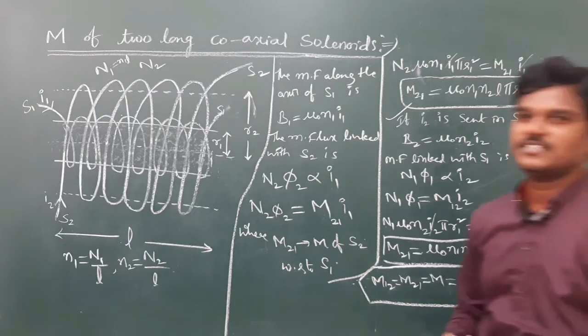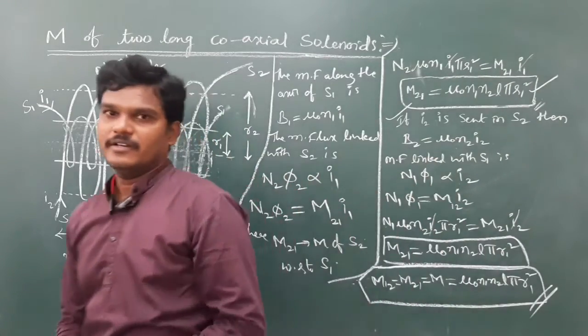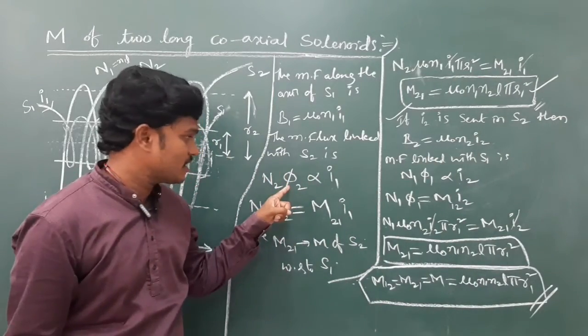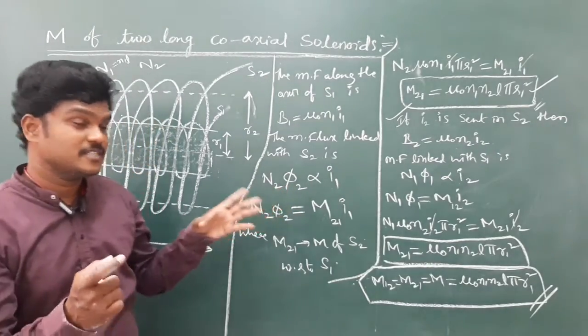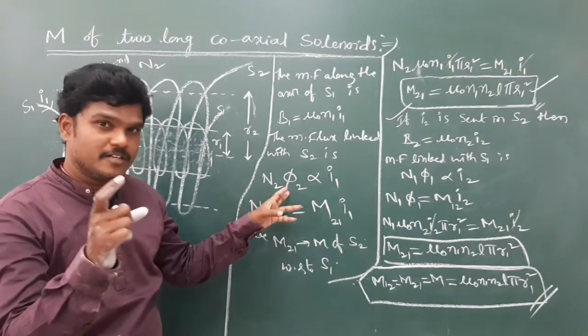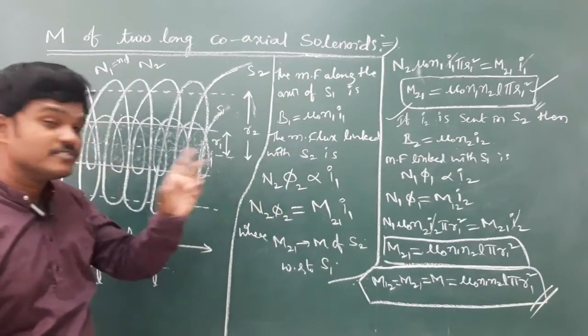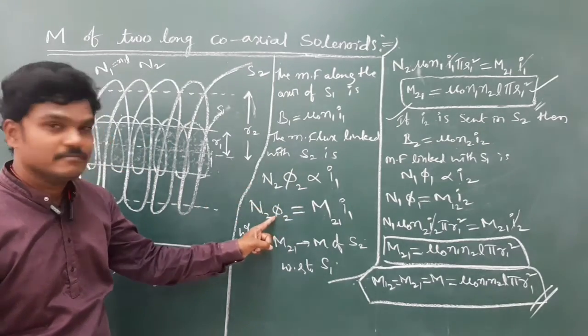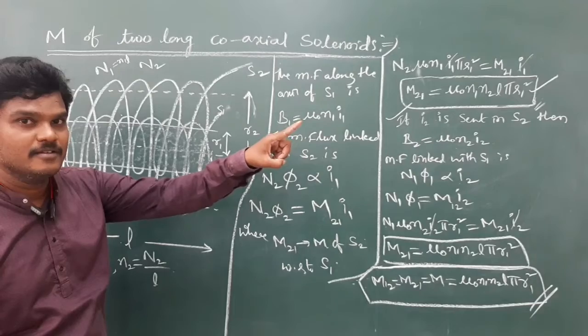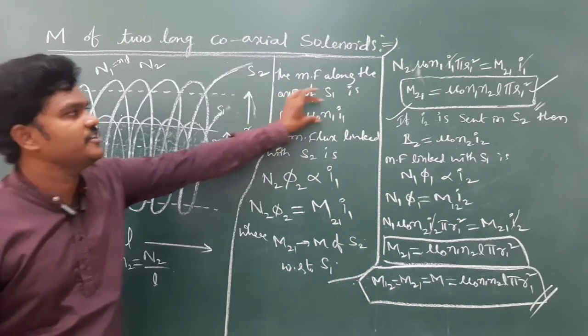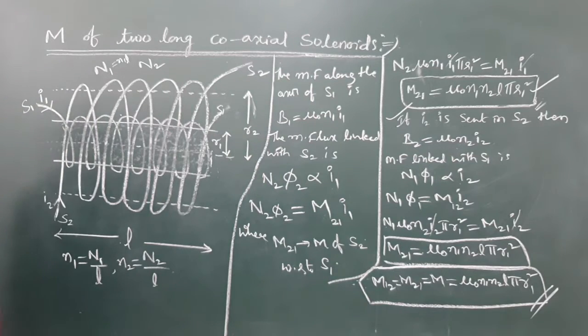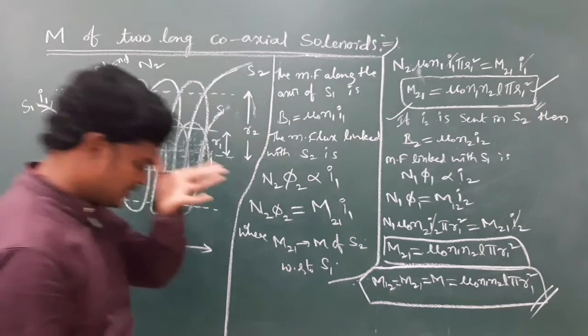So practice twice. Here flux just means the product BA. What type of field is there and what is the area? The area is nothing but the area of the magnetic field region. BA: B is this much, and A is the area of the field region. Take this.